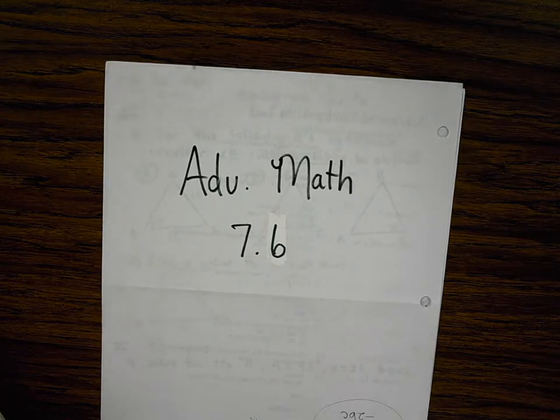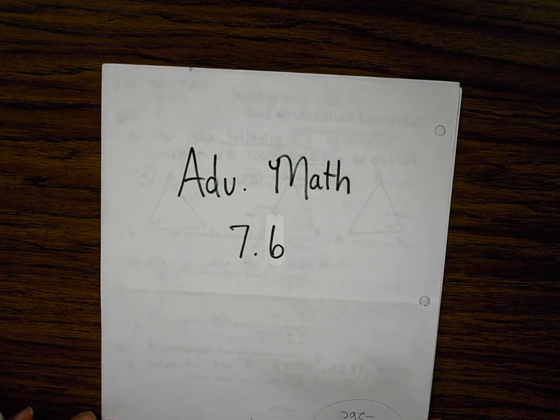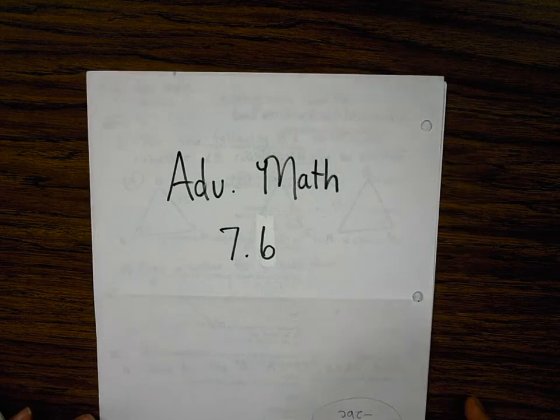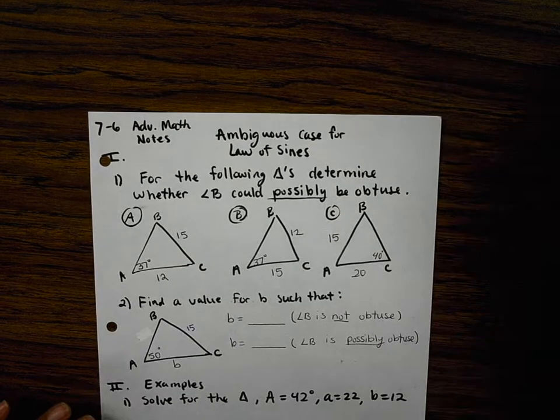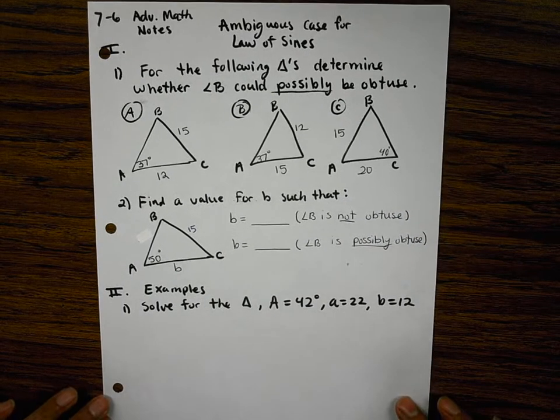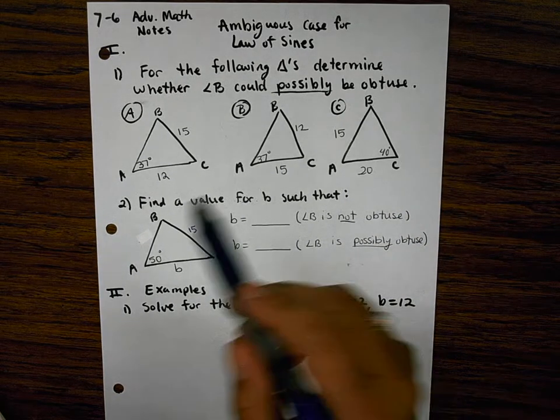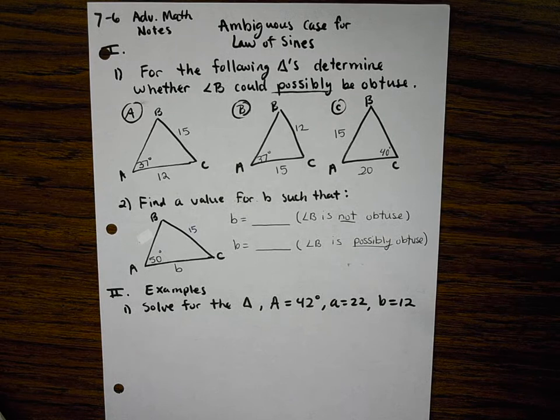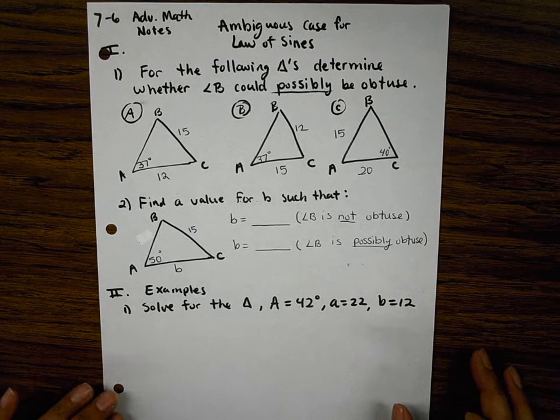This is Advanced Math, Unit 7, Lesson 6. Today you should have a handout for your notes that I've previously given you in class. If you did not receive one of these, you can hit pause and write all this stuff down and then fill it in as we go. Okay.